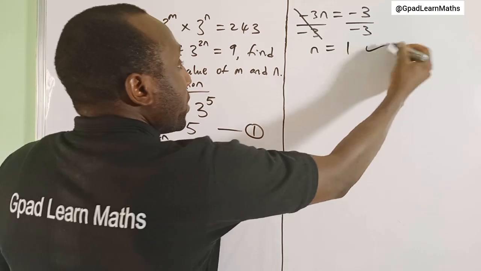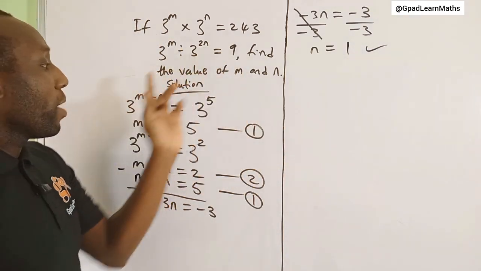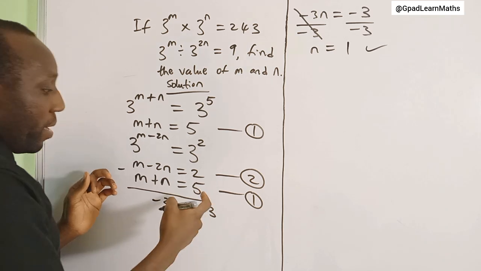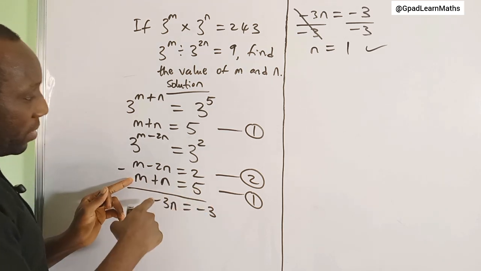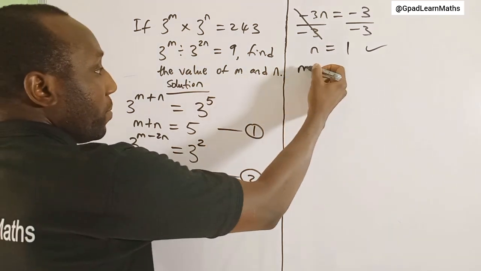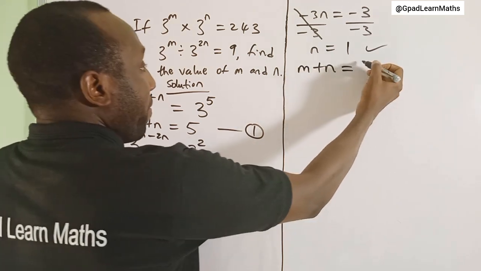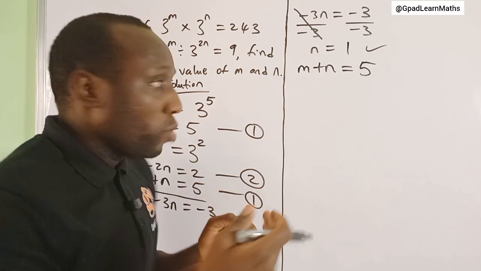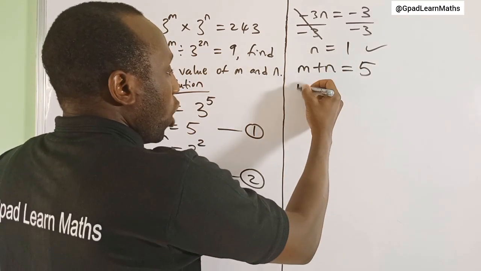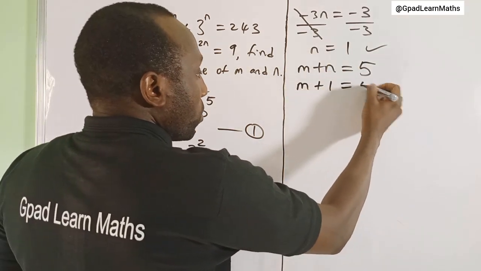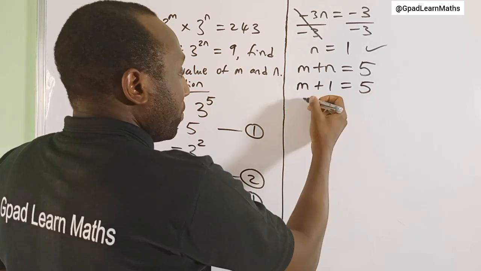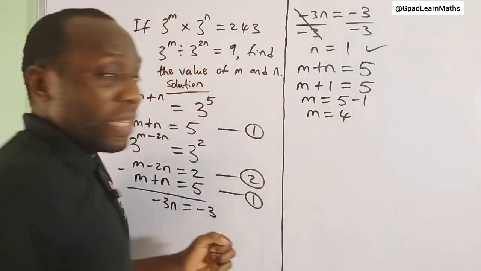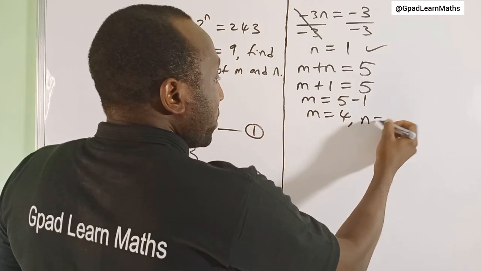Now I've been able to get the value of n, but we need to get the value of m. I can use any of the equations. Let's choose equation 1, I think it's easier. So m plus n is equal to 5. We already know that n is 1, so I'm going to substitute 1 for n here. That will be m plus 1 is equal to 5. Move 1 over: 5 minus 1, and m is equal to 4. So m is equal to 4 and n is equal to 1.